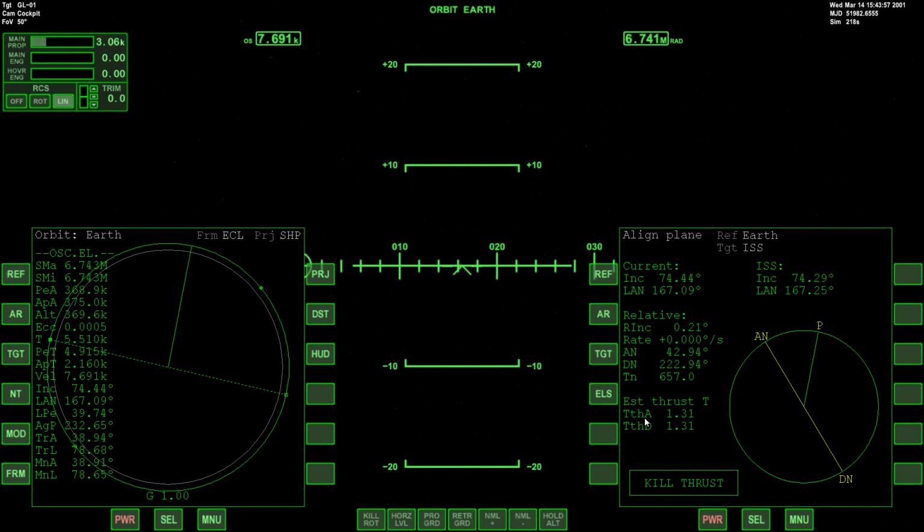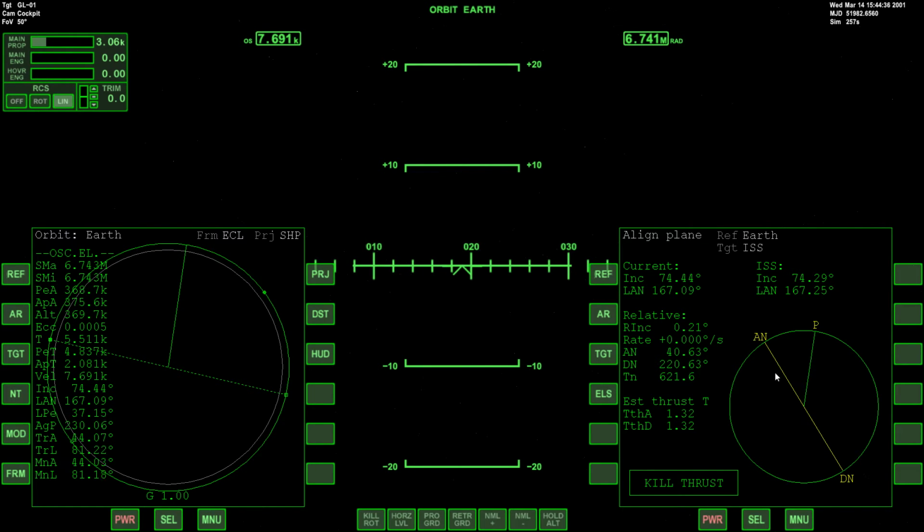And at the very bottom here, we have estimated thrust in seconds. So this is telling us how long we would have to burn our main engines in order to align our orbital plane with the target at the ascending node and the descending node. Now, because our orbit is pretty much circular, there's no difference between the time. We could do the burn to align our orbital plane at the ascending node or the descending node. Either one would take the same amount of time, only 1.32 seconds. That's very little time because we did such a good job during the launch to get relative inclination so low.